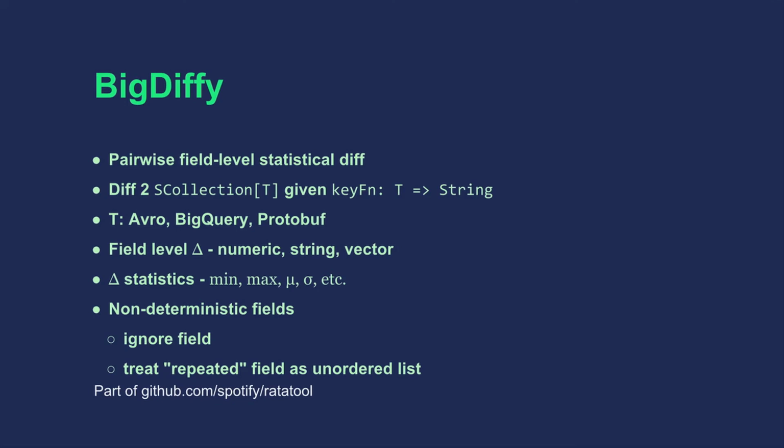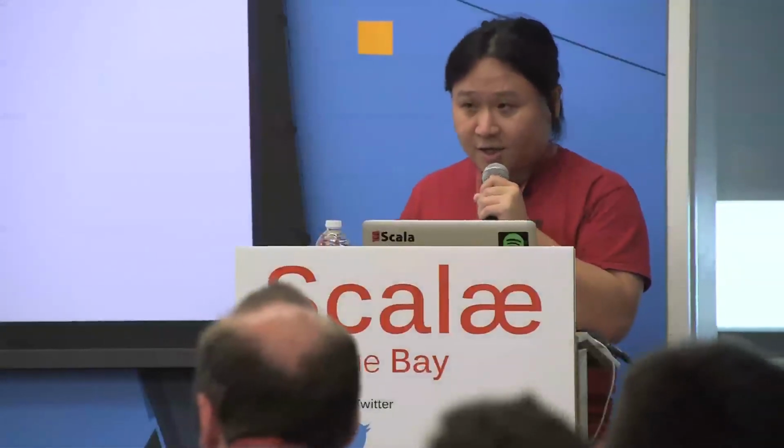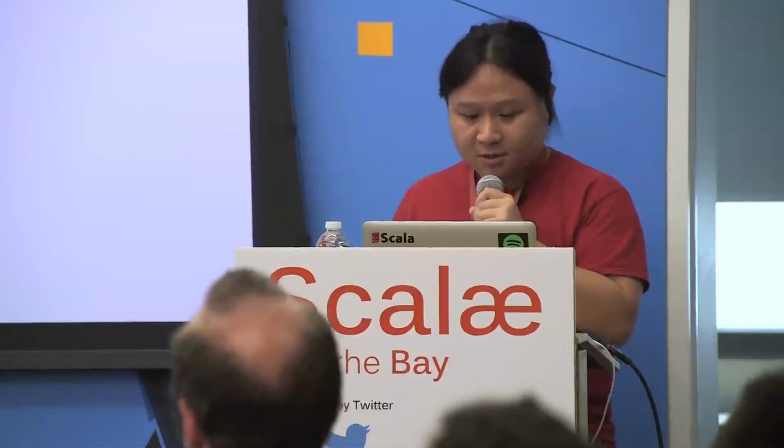And then it drills down into the fields. So it computes like a delta. It could be numerical, it's just the difference between the 2 values. For string, it could be edit distance, but you can override it. We use vectors a lot, like latent vectors from machine learning. So in that case, it can be a cosine similarity or distance.